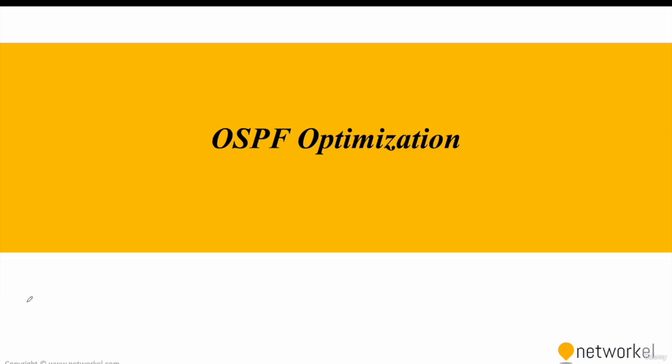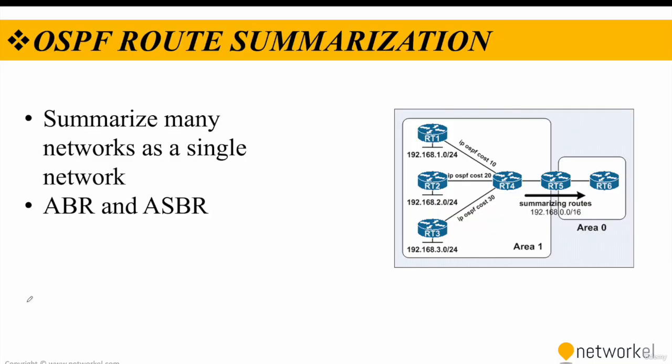In this video, we will talk about OSPF optimization. In OSPF, route summarization can be done on the ABR router or on the ASBR router. ABR summarization is used by ABRs to summarize routes between different OSPF areas. So this helps in reducing the number of routes exchanged between areas.